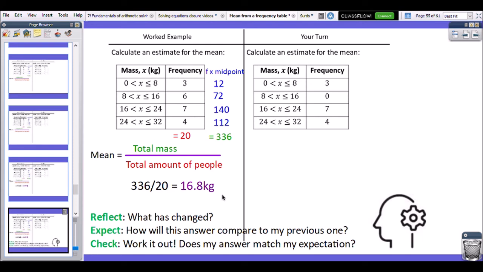Alright, just like before, I want you to use this reflect, expect, check process. I want us to be thinking mathematically about this. First of all, we're asking ourselves, how does our question compare to the one that I've just done? Actually, everything's exactly the same, apart from the fact that my second class interval, instead of 6 people weighing between 8 and 16 kilos, has no people weighing between 8 and 16 kilos. In your books, I want you to work this out, so make sure you copy the question and copy the frequency table. Pause the video, this should take you 2 or 3 minutes again, and once you're ready for a solution, unpause the video and we'll go through it.